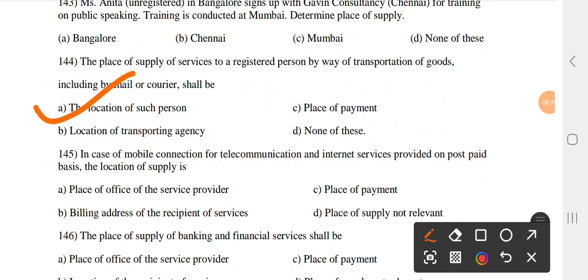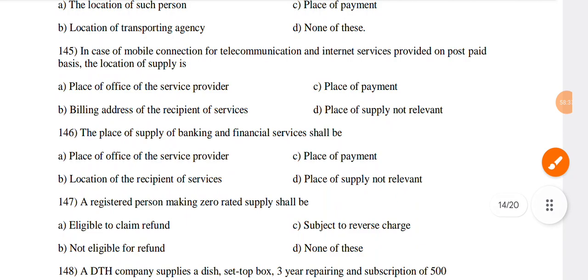Next question. In case of mobile connection for telecommunication and internet services provided on post-paid basis, the location of supply is option A place of office of service provider, B billing address of the recipient of service, C place of payment, and D place of supply not relevant. The correct option is B.